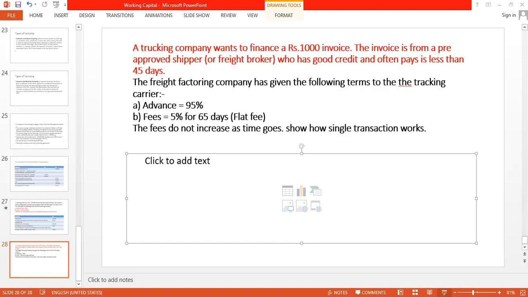sales. A trucking company wants to finance a 1,000 invoice. The invoice is from a pre-approved shipper or a freight broker who has good credit and often pays within 45 days.